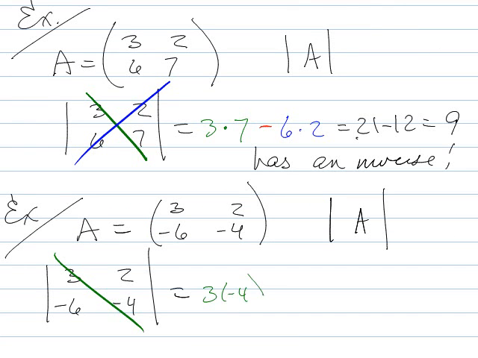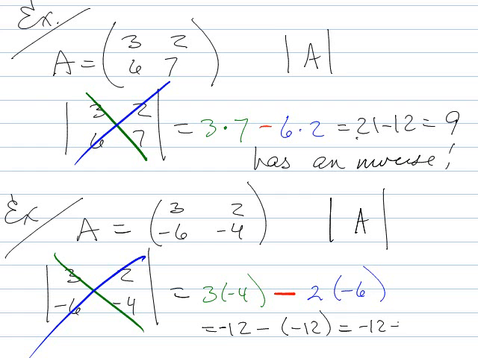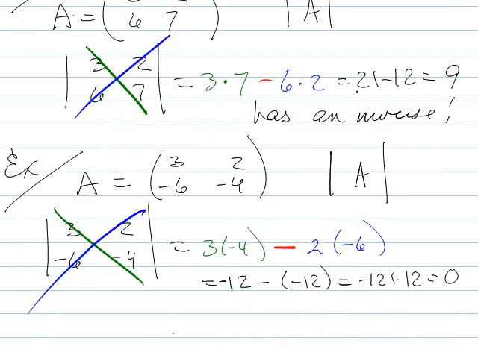3 times negative 4, minus this one, which is 2 times negative 6. And that's going to give me negative 12, minus negative 12. Minus 12 plus 12 is 0. Oh, so look. A inverse does not exist.